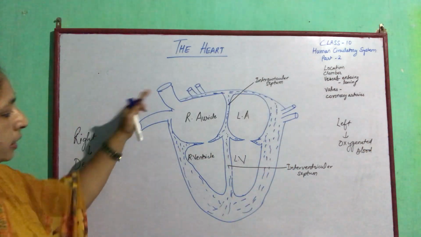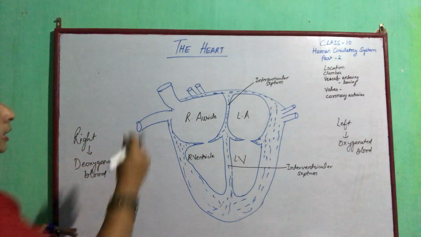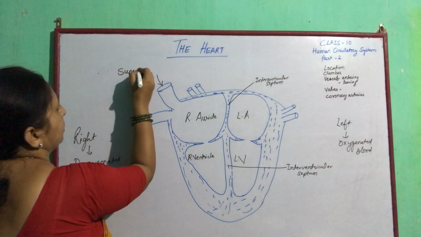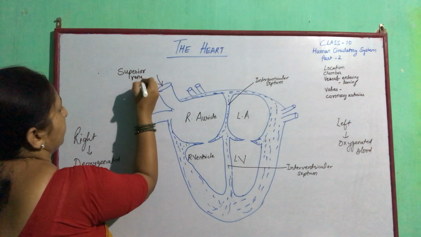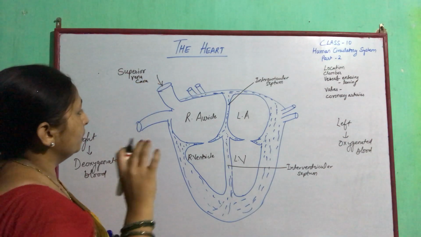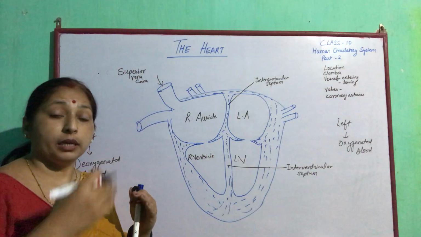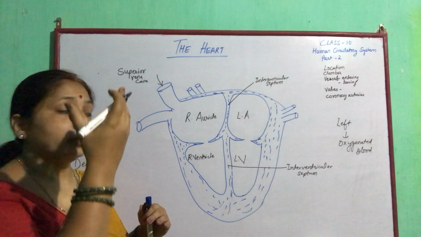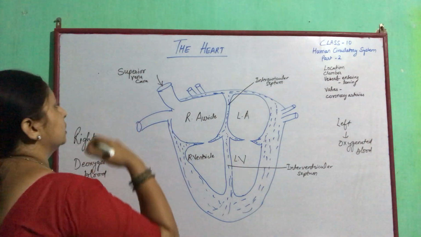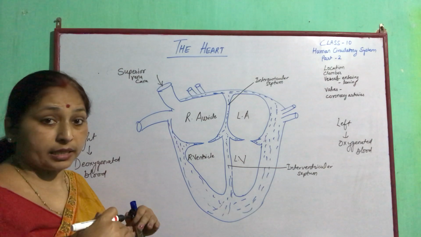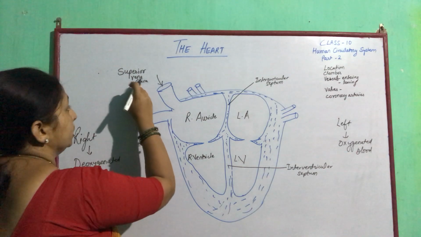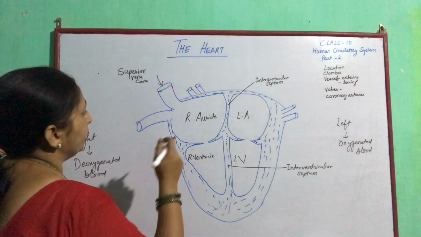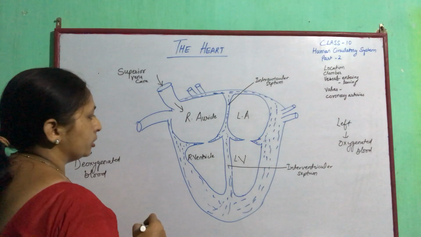Now, it receives deoxygenated blood from where? It receives it with the help of this, which is termed the superior vena cava. The superior vena cava is a vein which receives deoxygenated blood from the parts above the heart, that is the chest cavity, neck and head region. The deoxygenated blood from these parts is received by the superior vena cava and poured into the right auricle.